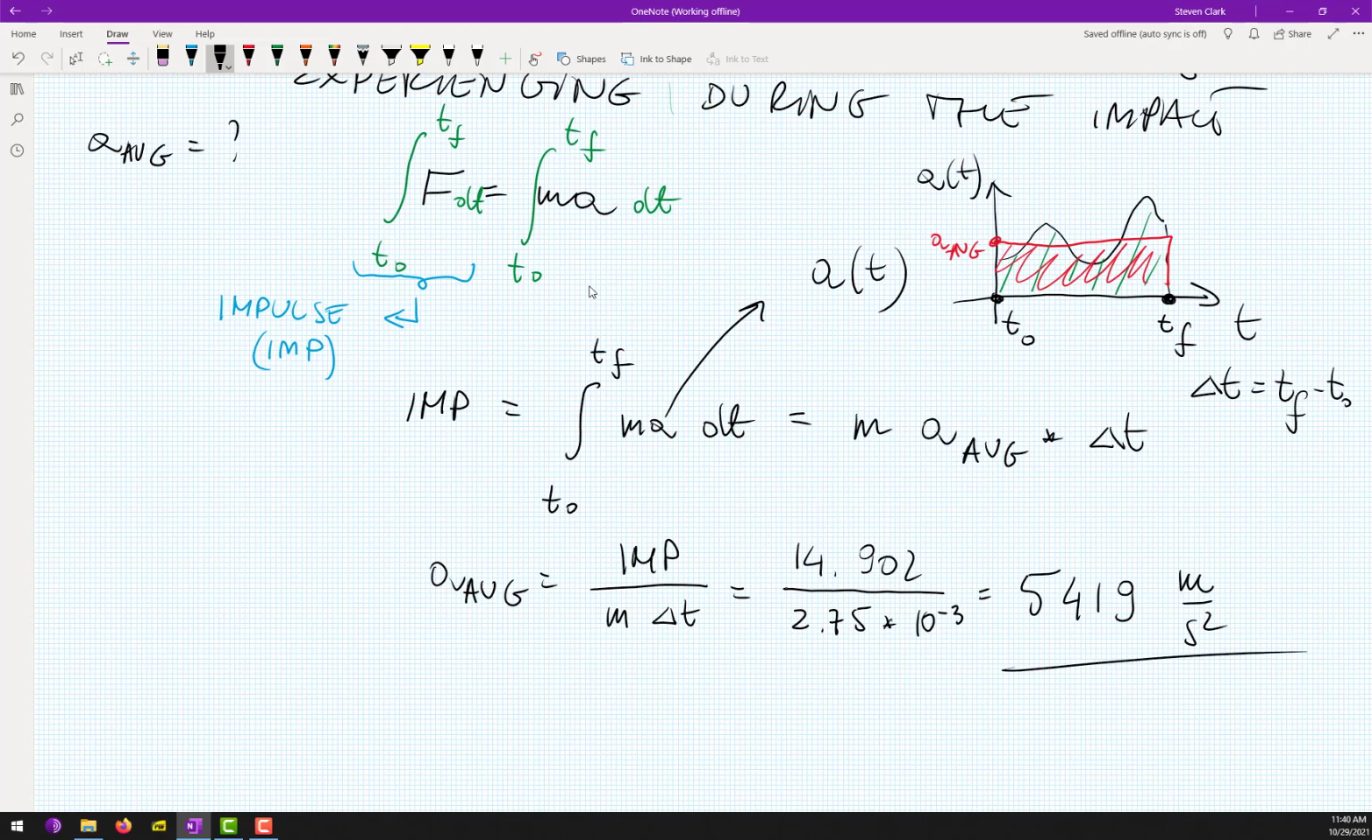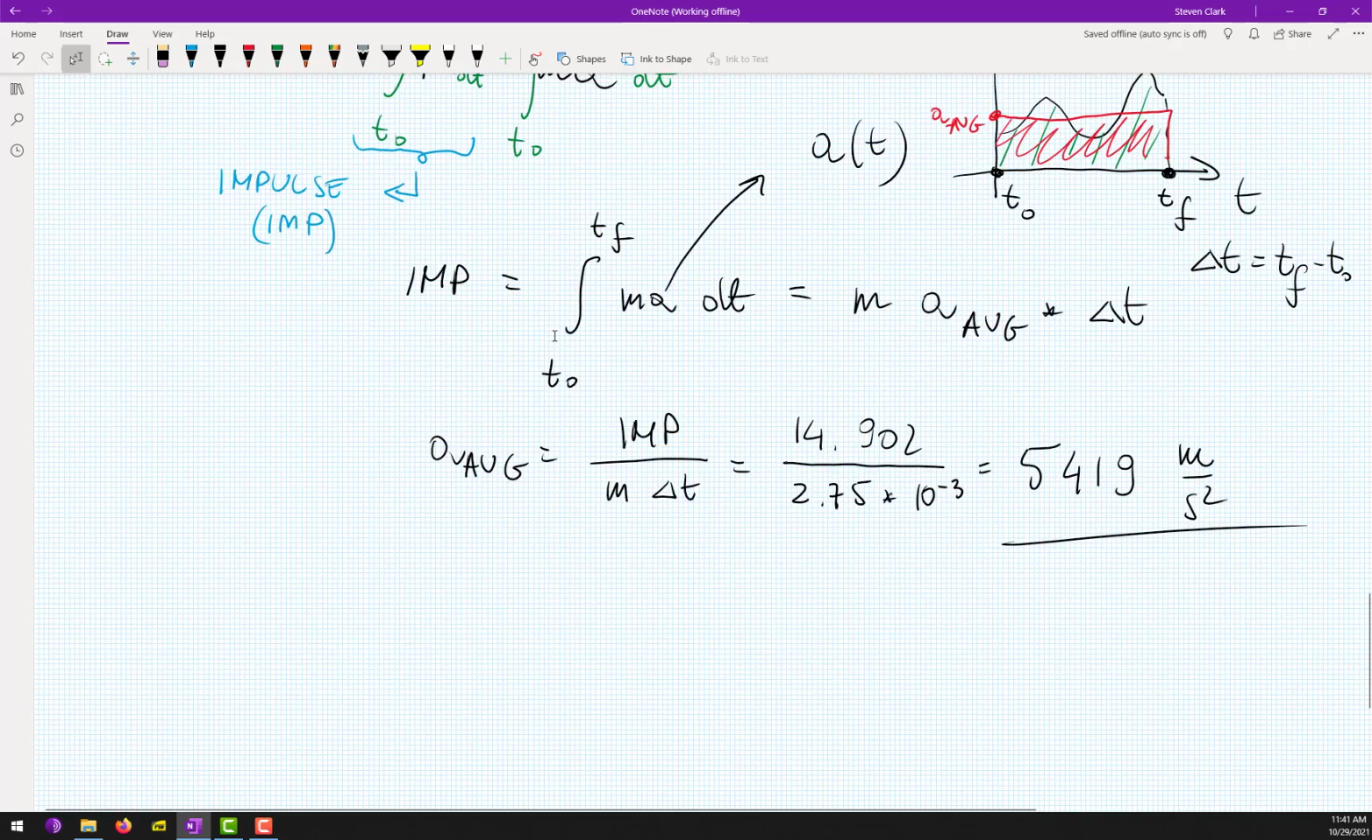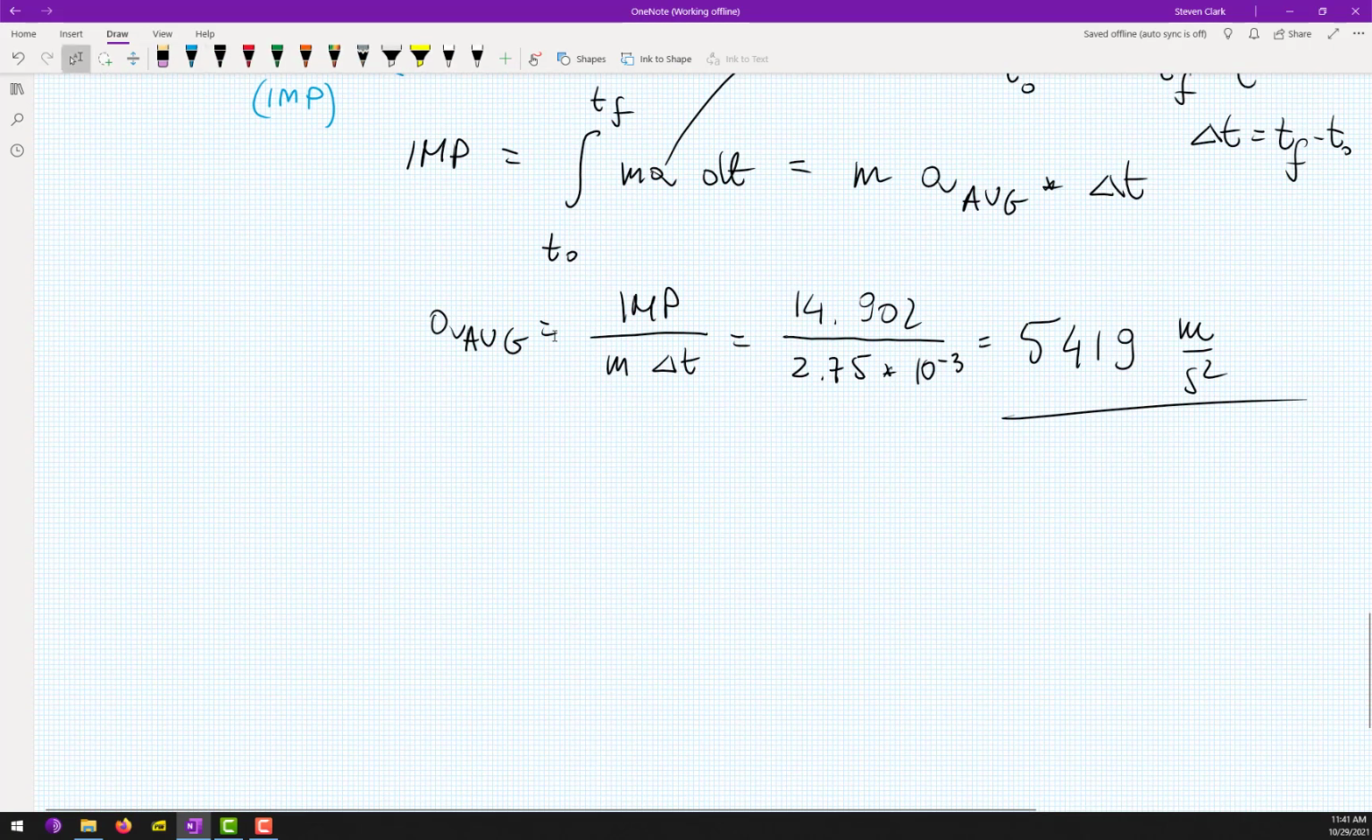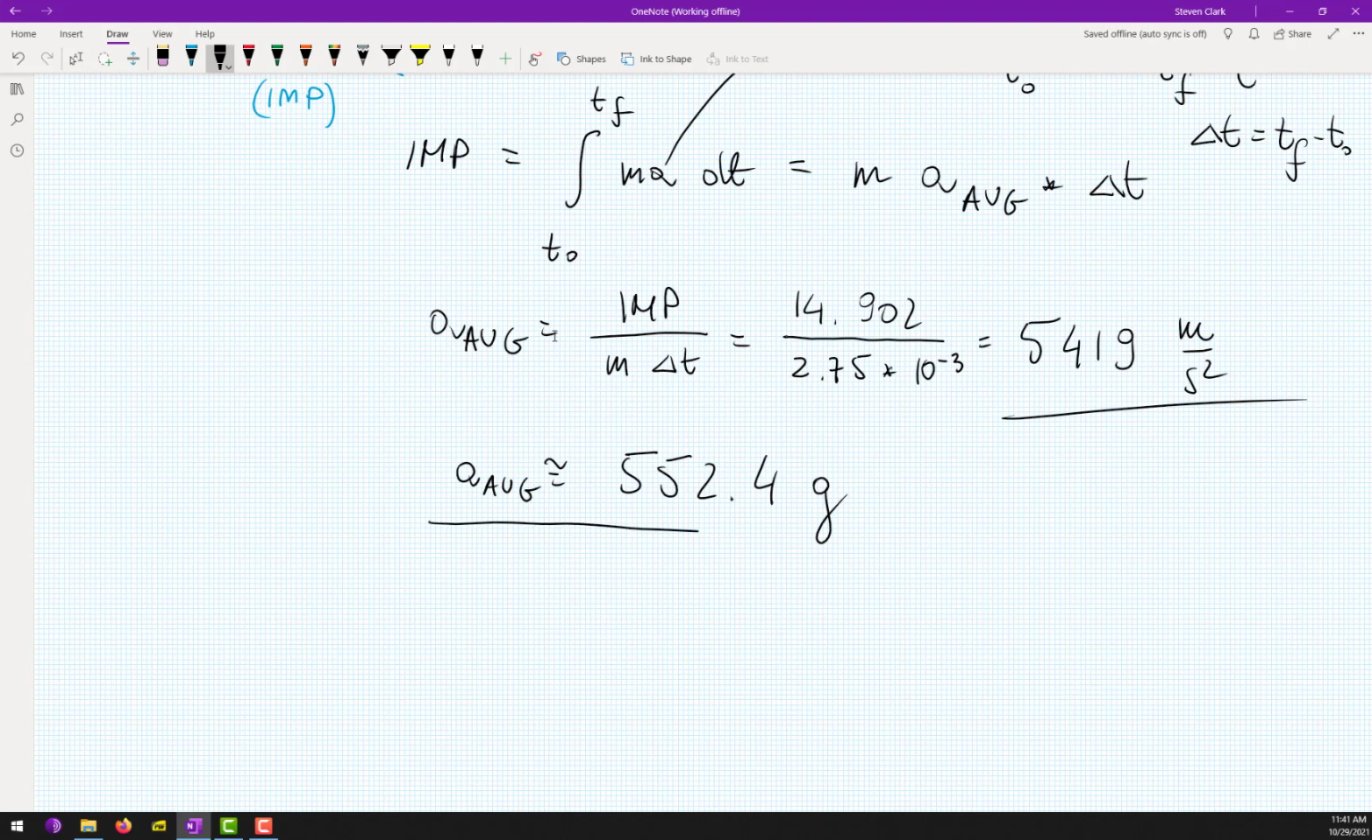You might think that this is the answer, and it is, but they also ask us to express it in terms of g. So actually A average is approximately 552.4 times g, and this is the answer. On the exam, I would accept 2, but I'm not grading.